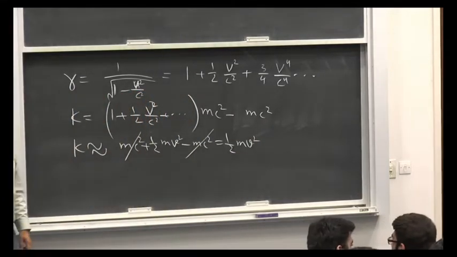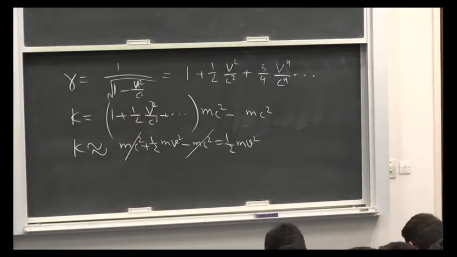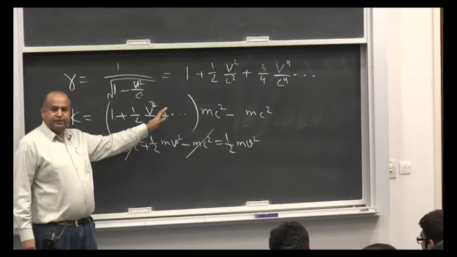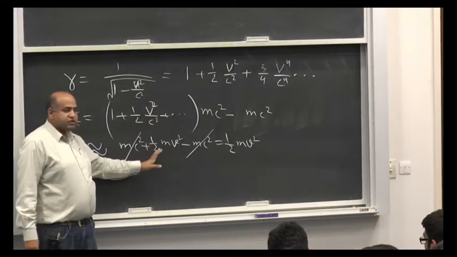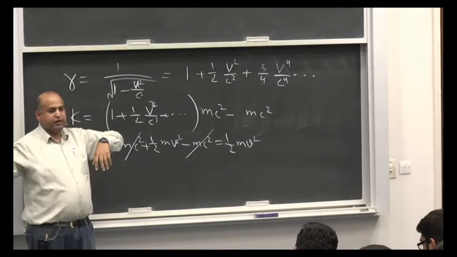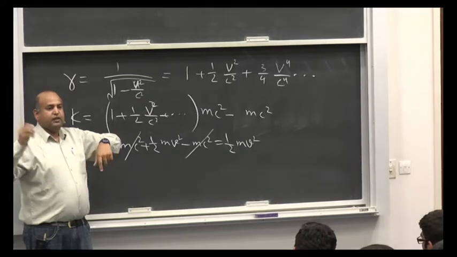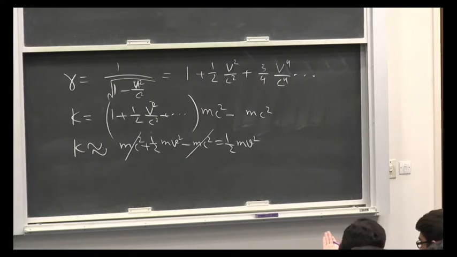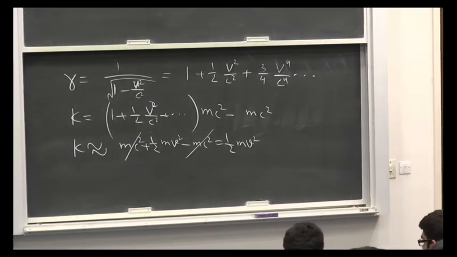half mv squared. So it means what we classically call kinetic energy is, first of all, correct only in the limit when v is much smaller than c, so that you can ignore the higher order terms. And second, classical mechanics is only the first order approximation of relativistic mechanics, which we are doing here. And this special theory of relativity generalizes the classical mechanics that you have studied in Mechanics 101.